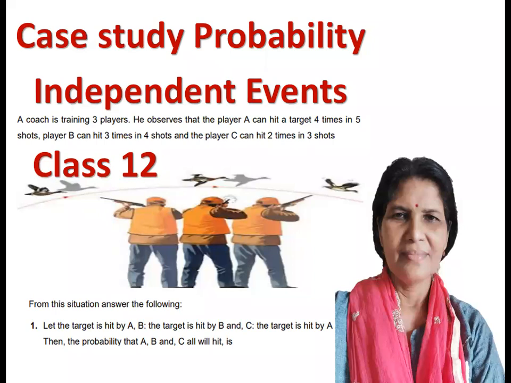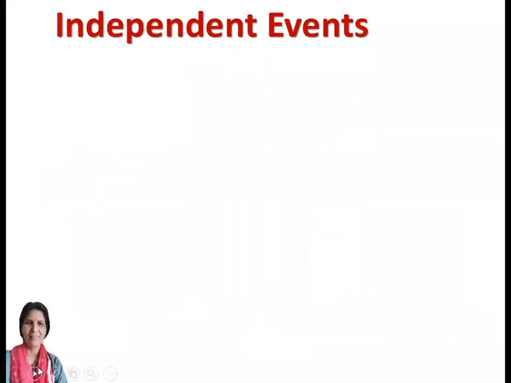So today we'll solve a case study question from probability based on independent events for class 12. First I'll go for some concepts, then I'll solve a case study question. So what are independent events in probability? Independent events are those events in which the occurrence of one event does not depend on the other.